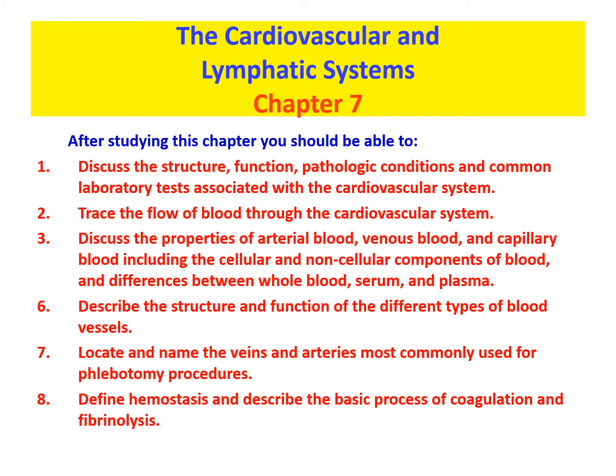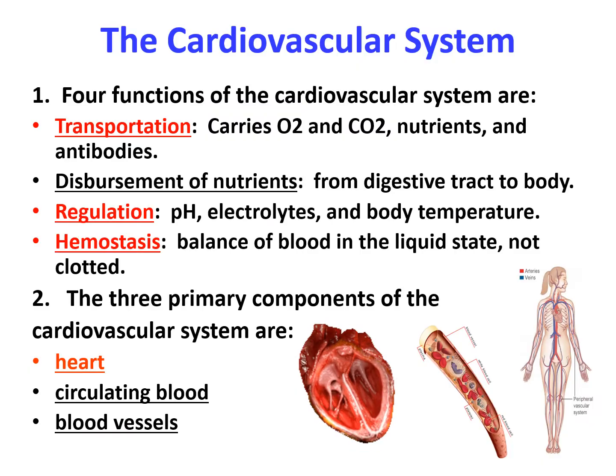These are our learning objectives. I'm not going to sit and read each and every one of them. The thing you need to know first and foremost is that when we finish discussing chapter 7, and you finish reading chapter 7 in your textbook, where these learning objectives are also located, and you fill out your review guides and study them, you will know all this stuff. Everything from being able to trace the flow of blood through the cardiovascular system to locating and naming the veins and arteries most commonly used for phlebotomy procedures, and all our other objectives, including hemostasis.